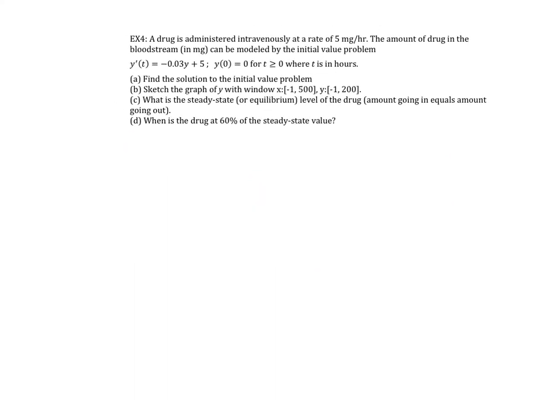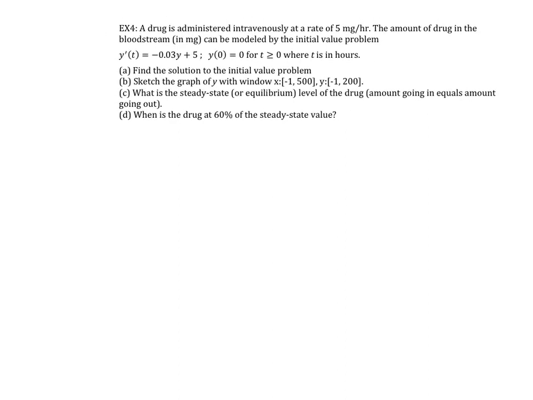Now in example 4, we're going to look at an application of this type of first order linear differential equation. We have a drug that's administered intravenously. So the drug is going in at a rate of 5 milligrams per hour. So the amount of drug in the bloodstream can be modeled by this initial value problem. Okay, so t is in hours. And the rate at which the drug is entering the bloodstream is -0.03y plus 5. So we want to find the solution to that initial value problem. And it looks like it's of the form ky plus b.